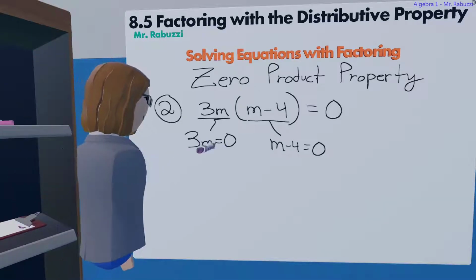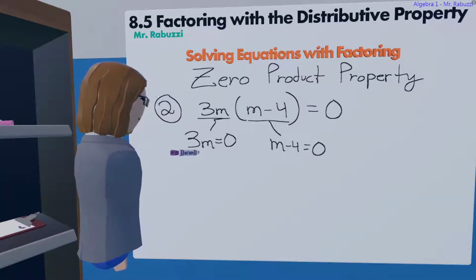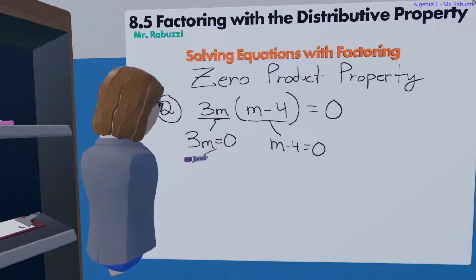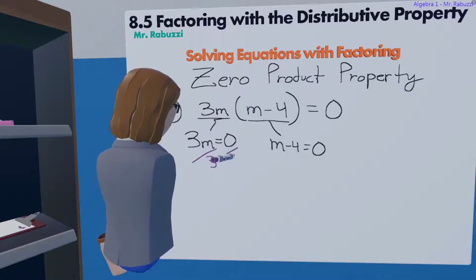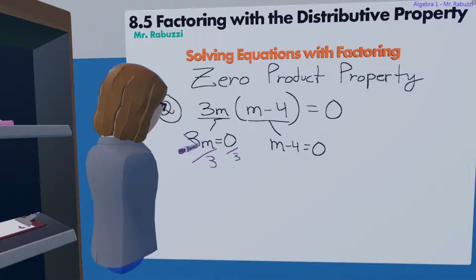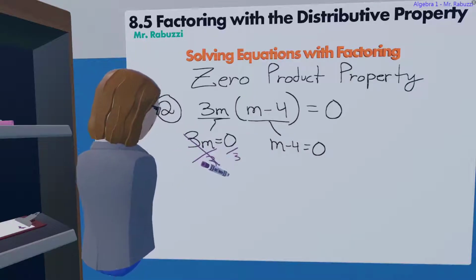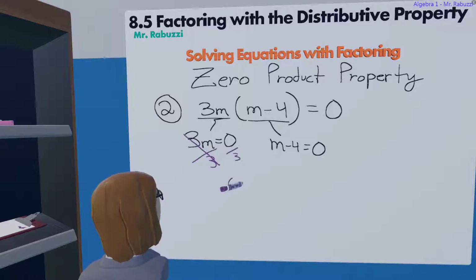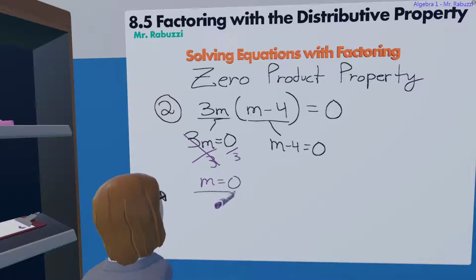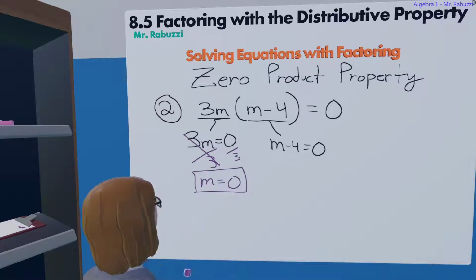Okay, let's look at the first one. Let's solve it with our normal algebra skills. Divide by 3 on both sides. Those divide out. 0 divided by 3, well, that's still 0. Equal sign came down, and we had the m. So there's one of our answers. M equals 0.